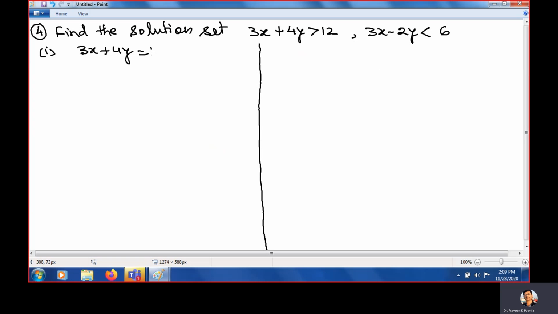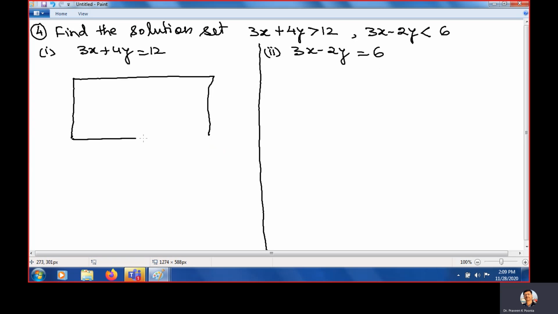So like the previous question, we will divide it into two parts, and here we will consider the first equation as equality, and here we will consider the second equation as equality. Clear? If you have sufficient space and time, you can solve this question like the previous question. But here I will tell you the shortcut technique we are going to use.